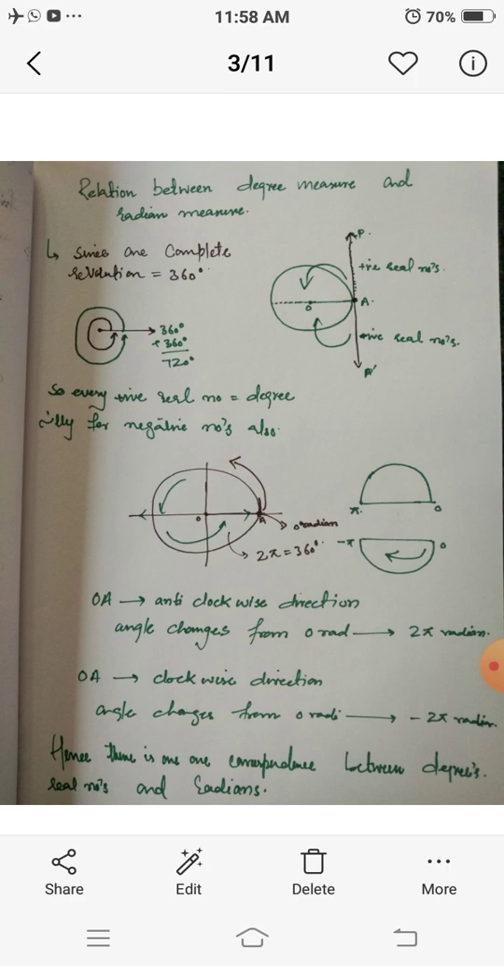Today we are going to discuss the relation between the degree measure and the radian measure. Yesterday we discussed the two measuring systems for the angle. One is the degree measure and the second one is the radian measure.